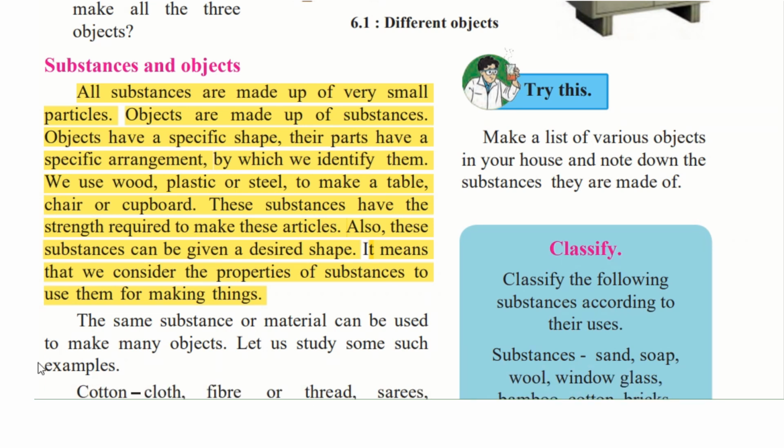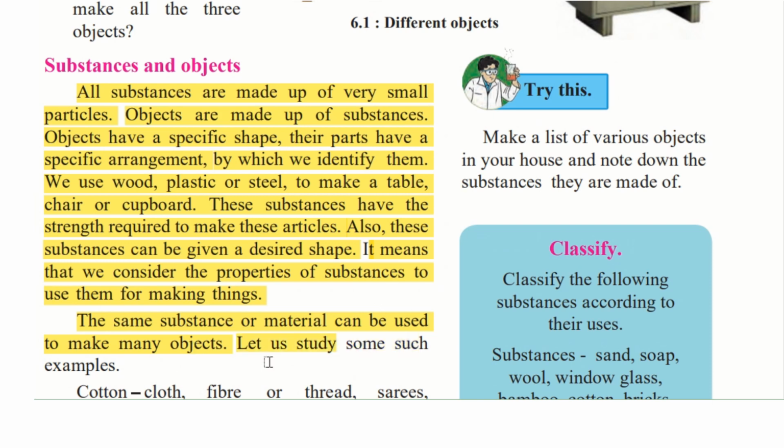The same substances or materials can be used to make many objects. Like we had seen that wood can be used to make not only the chair, we can use it for so many other purposes. So also is plastic. Plastic has multiple uses, and metal also has a number of uses. So we can use the same substance or material to make many objects.